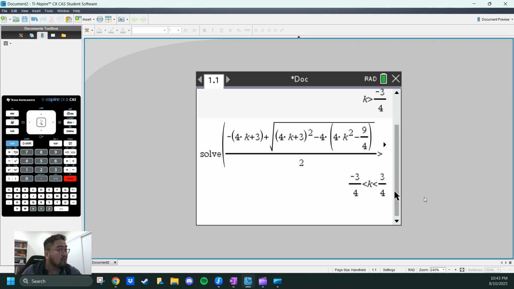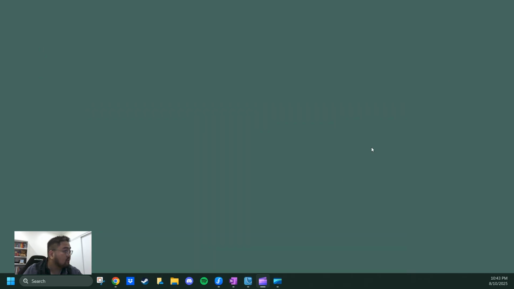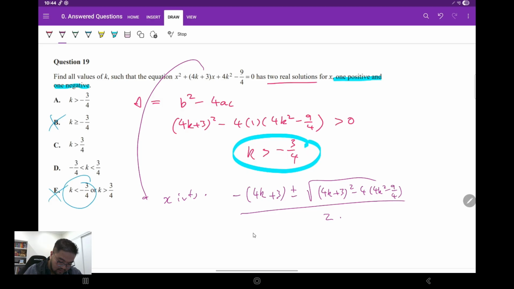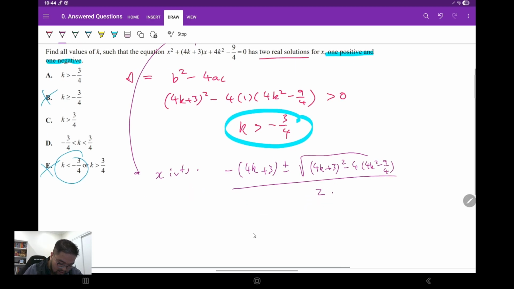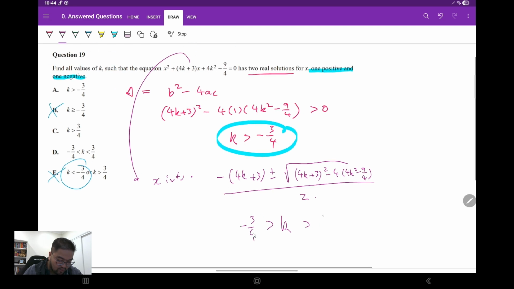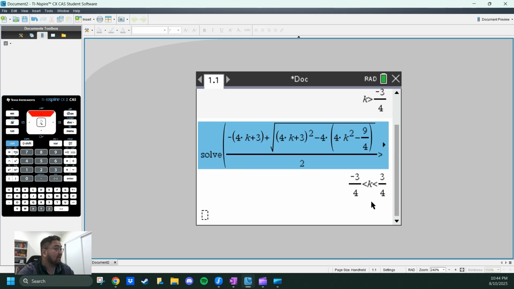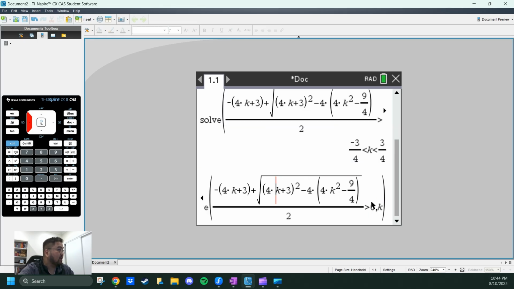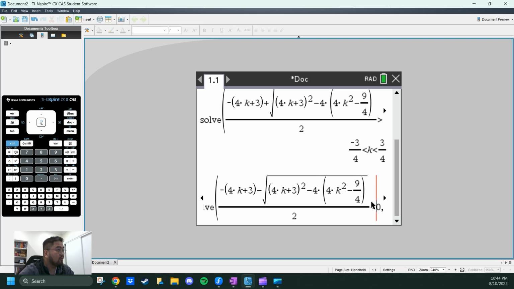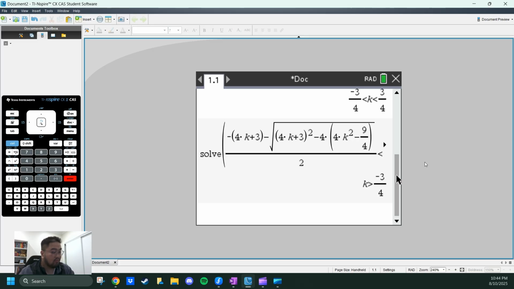And you get that answer. So that's my positive solution, where k is greater than negative 3/4 but less than 3/4. Okay, so we're going to check the other side. So our most negative solution, let's check how that goes. We're going to make sure that this is intentionally negative. And what do we get? Well, k is greater than negative 3/4.